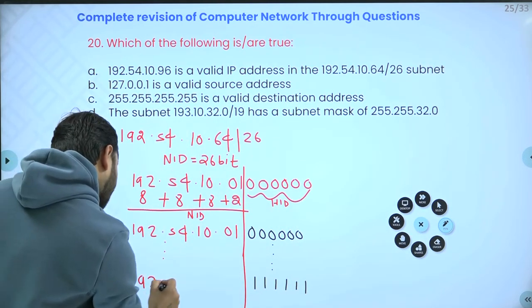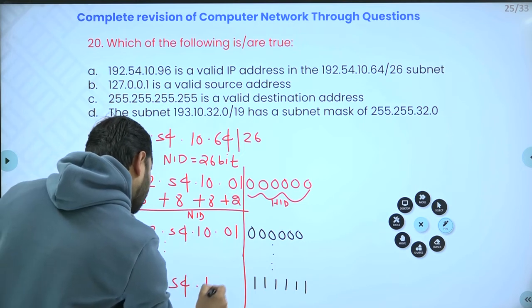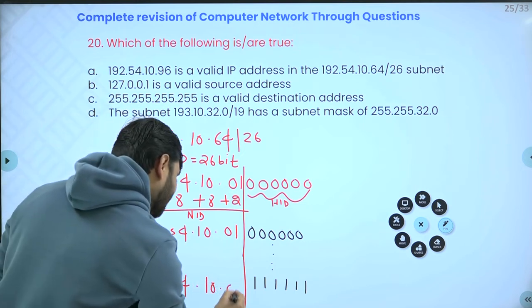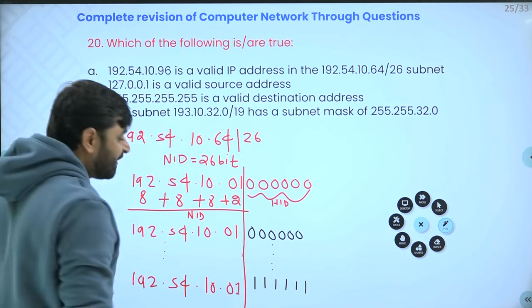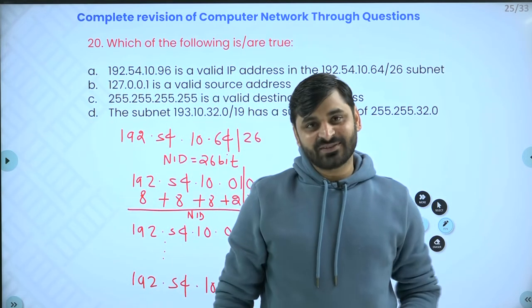Actually, in today's session, I am solving the questions fast. Why? There is a reason, because you have a GATE exam. So you also have to solve the questions fast, okay.